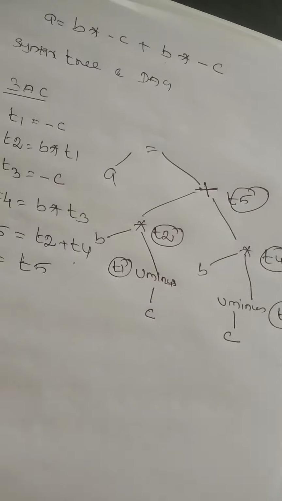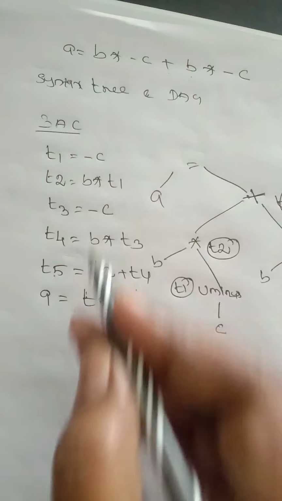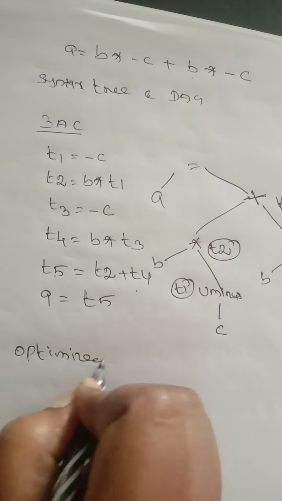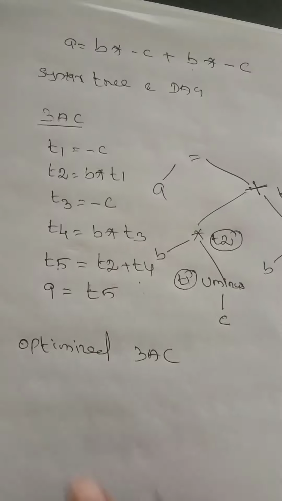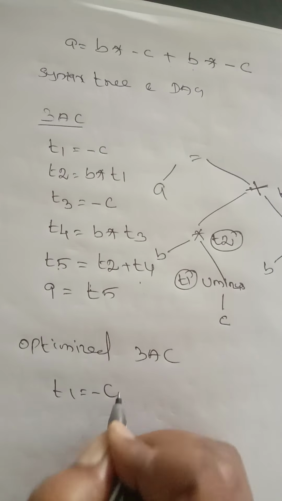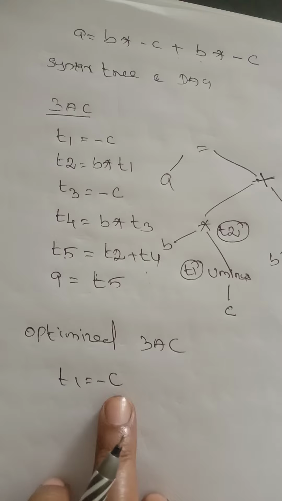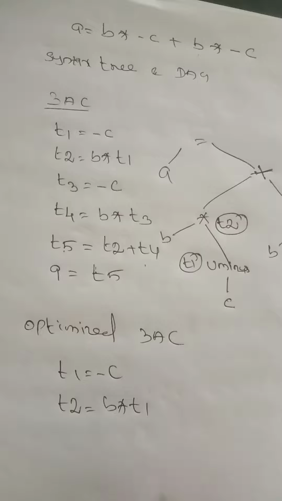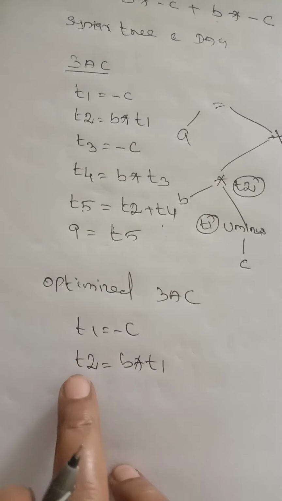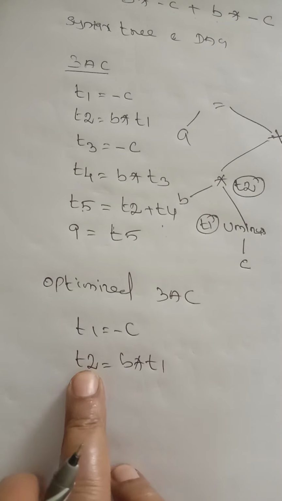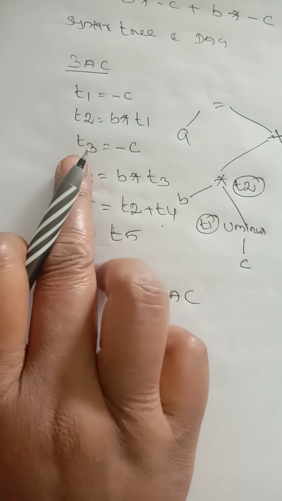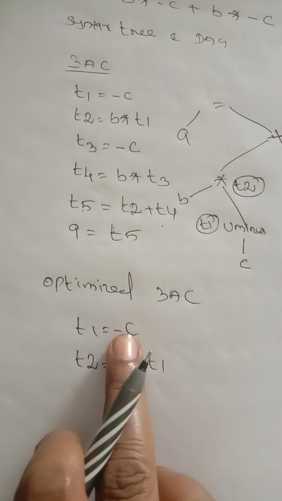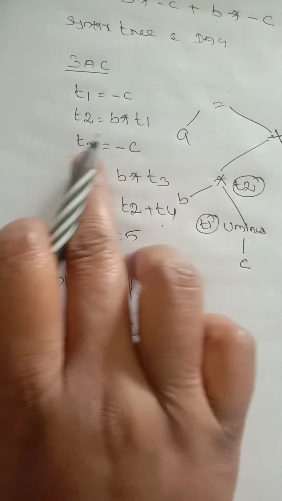So how do we optimize it? First check the three address code, then the optimized three address code. Here the first thing is T1 equal to minus C. I just consider that because it is not already defined. The next statement, T2 equal to B into T1. Consider that too, because this statement is not evaluated already. Then the next one, T3 equal to minus C.